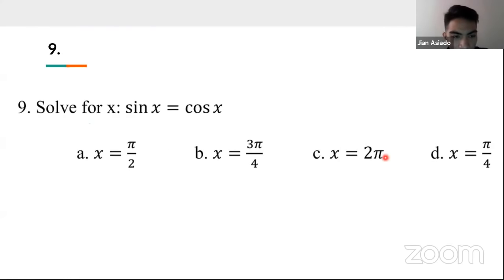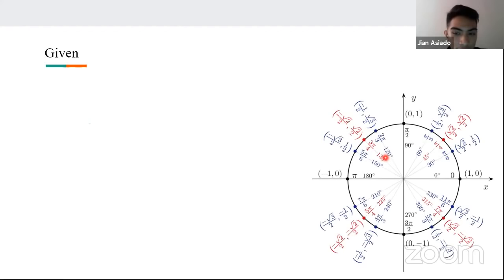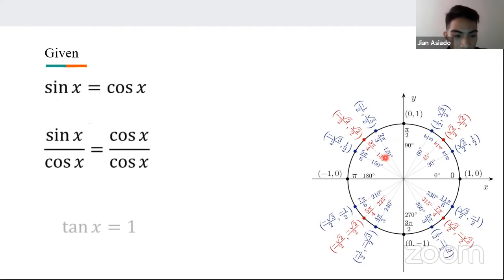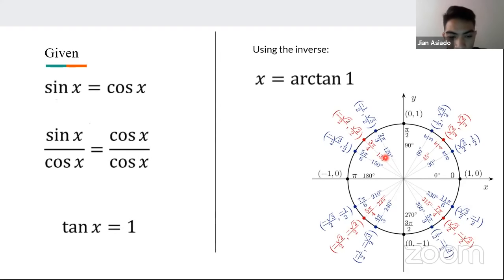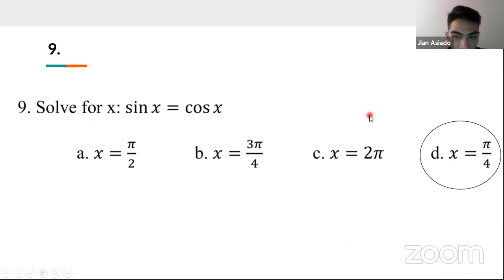For number 9, solve for x. Sine x is equal to cosine x. Similar to earlier, we can divide by cosine x or by sine x. So we divide and get tangent. Then using the inverse, arctan, to get x, x is equal to pi over 4. So here it is, pi over 4.